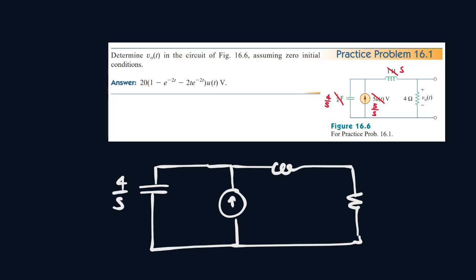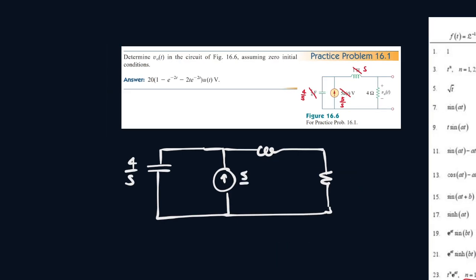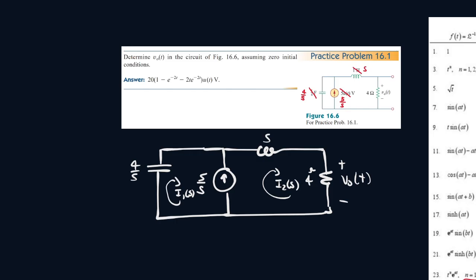It's 4 over S, 5 over S. Hold on, let me change the size. Give me a sec. Okay, 4 over S, 5 over S. Then this is just S, and this is 4. And we're trying to find Vo(t). Okay, so we'll do a quick mesh. So we'll call this I1(S), and we'll call this I2(S).